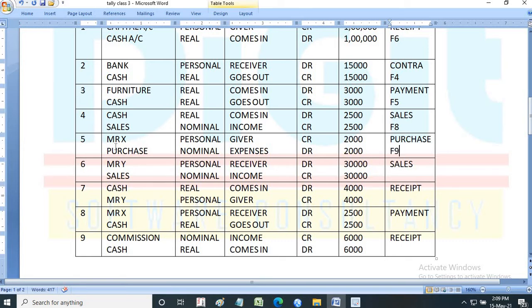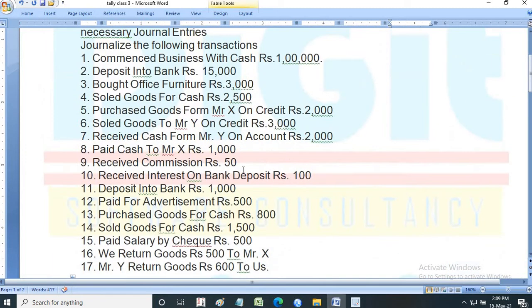And if you make a journal entry for this, you know how to make this. In typical style, we always write the debit element first. So the purchase account will be debited to Mr. X's account. That will be the journal. And in narration we can write being goods purchased on credit from Mr. X, right?